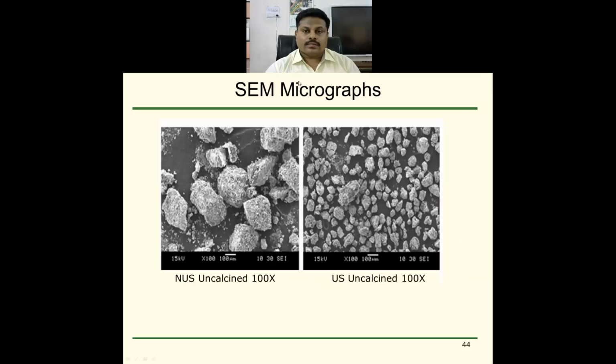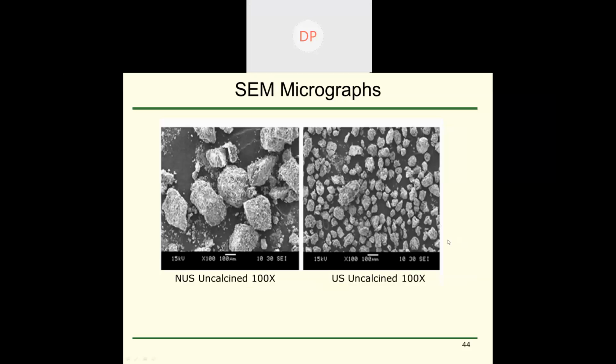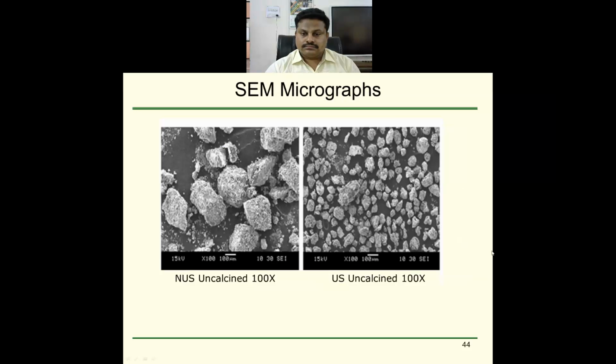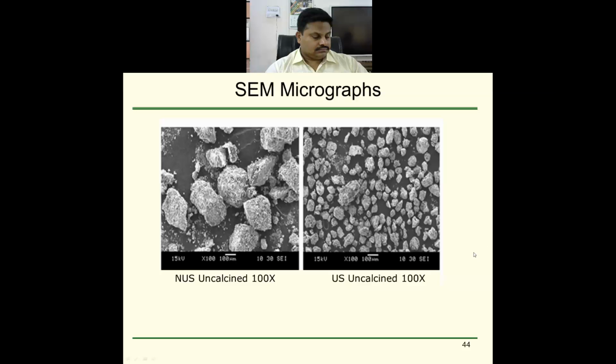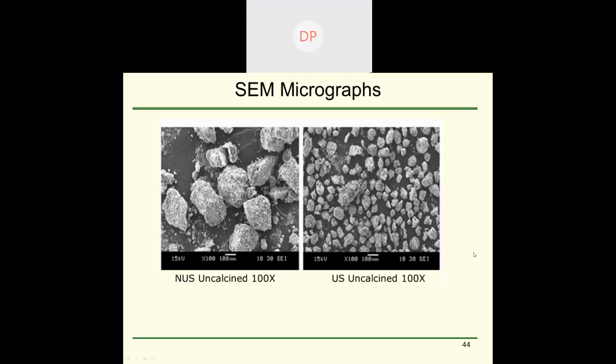Next slide. 44. Yeah. So in this slide, you can look at how the ultrasound plays an important role. This is a 100x magnification material, and the size reduction can be easily observed, and this is why the ultrasound is more important. Next slide.